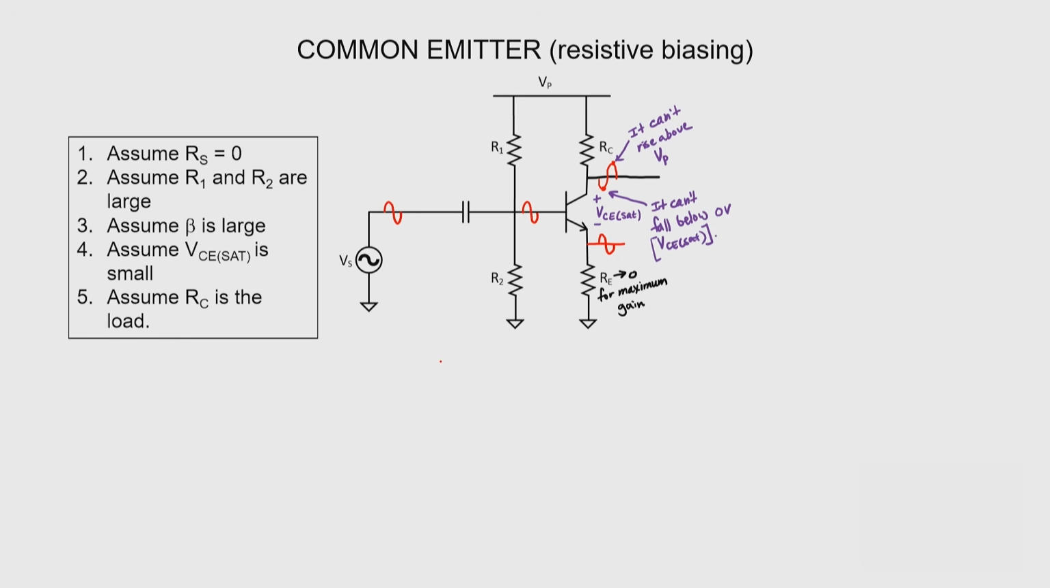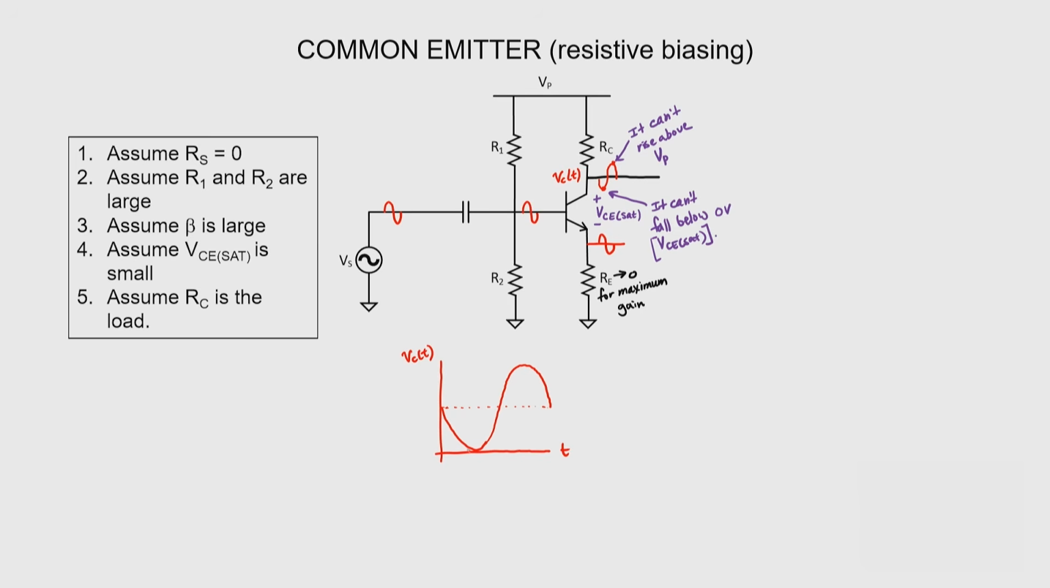Let's now make a graph of the collector voltage as a function of time. So we'll call it V sub C. And we'll assume that it's sinusoidal. We'll draw one period of it.